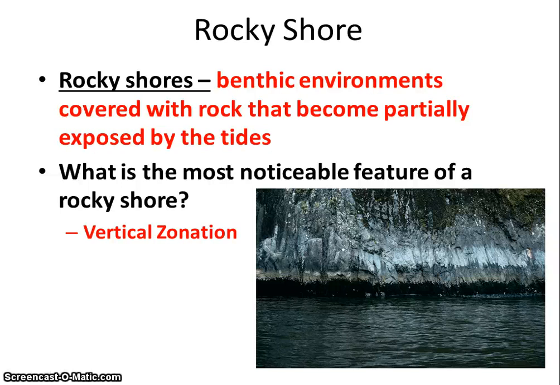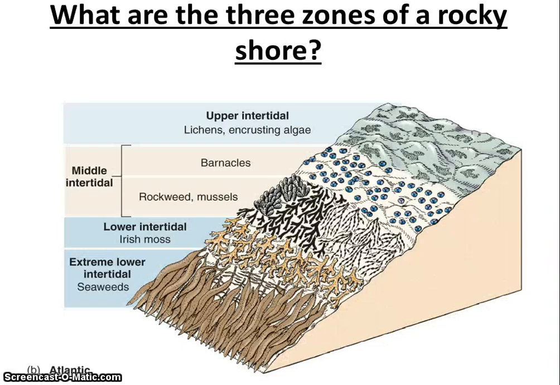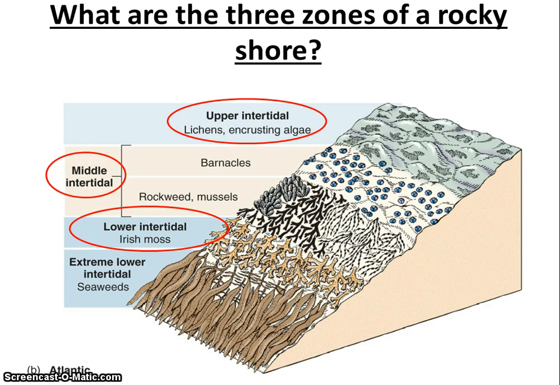Vertical zonation creates three distinct zones: the upper intertidal zone, the middle intertidal zone, and the lower intertidal zone. The upper intertidal zone is the highest on a rocky shore. It's the area that's only wet during high tide, and therefore during middle and low tide, the upper intertidal zone is basically completely dry. As a result, organisms that live in the upper intertidal zone need to actually be better able to stay moist when the tide goes out.